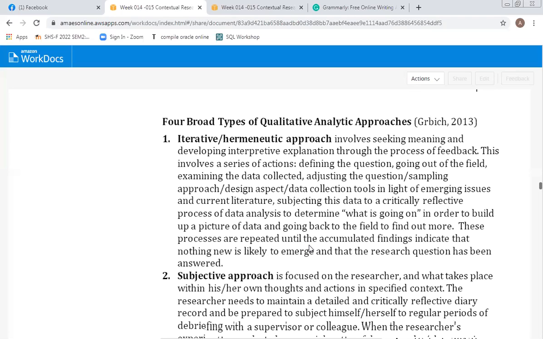Yung iterative approach, parang ito yung traditional approach. This is the traditional approach. You go out of the classroom, go out of school, collect data, okay? And then process that data, then ask questions, do interviews. Kung may mali sa tanong mo, improve your question so that you could get better answers.